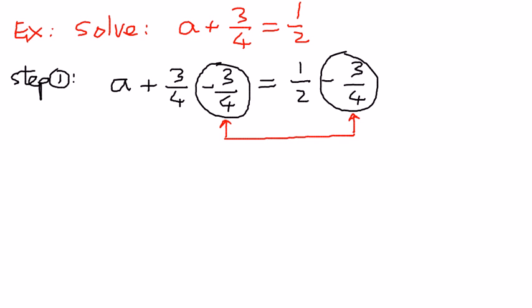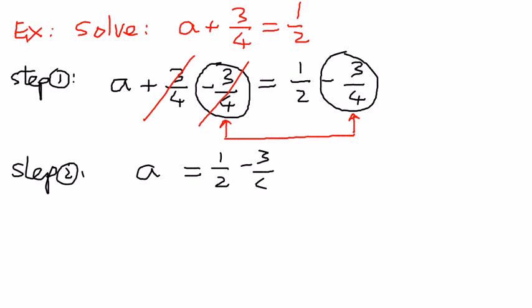That is our intention. So when we have some numbers or fractions which are equal to but opposite in sign, we can cancel them out. Positive 3 over 4 and negative 3 over 4 cancel out, leaving us with, let me write this as step number 2, a on the left hand side is equal to 1 over 2 minus 3 over 4, and that is what we have on the right hand side. And now we have two fractions to deal with.